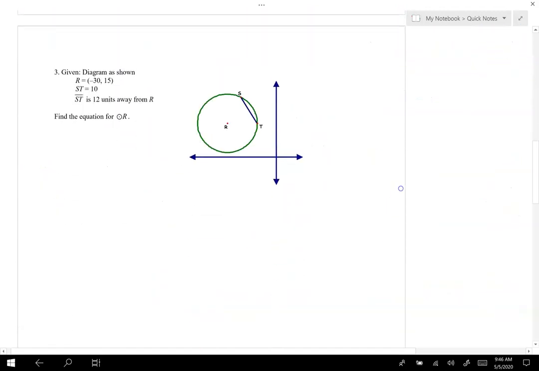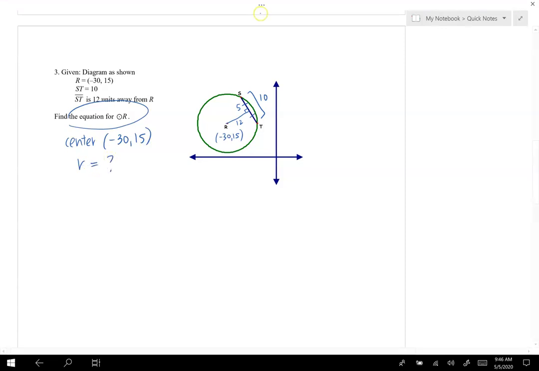All right, number 3, given the diagram as shown, and R is at negative 30, 15. ST is 10. And ST is also 12 units away. Ooh, so this is a radius chord question. So I have that. And I want to write an equation for circle R. I already have the center. That was given. Nice. I just need the radius.